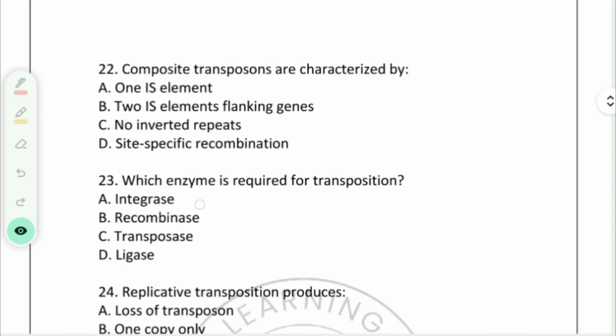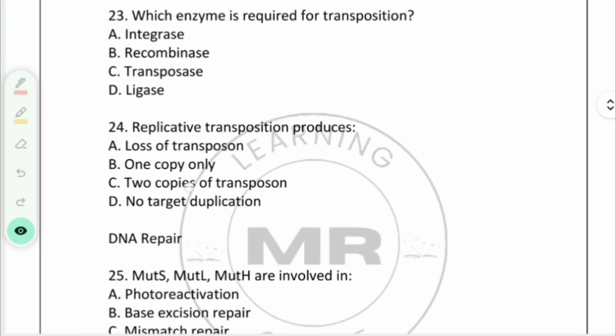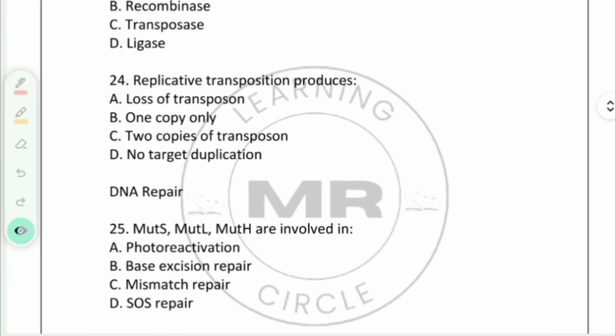Question number 23. Which enzyme is required for transposition? Options are A. integrase, B. recombinase, C. transposase, D. ligase. Correct answer for this question is option C, transposase.